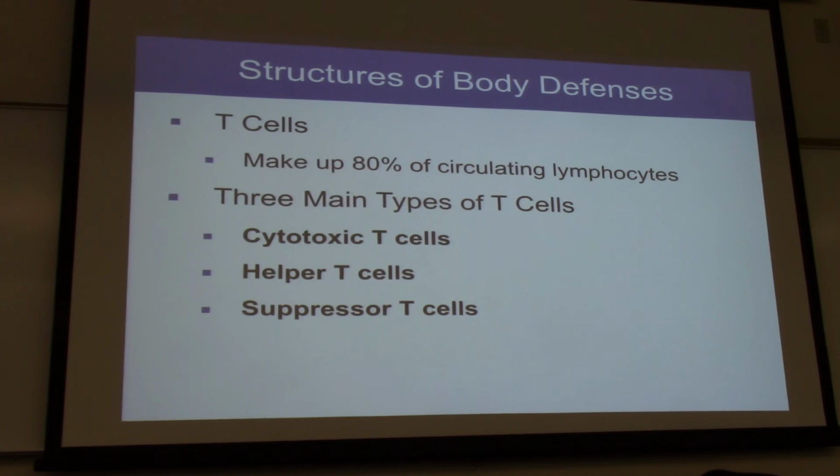All right. So the T cells are the big ones, the big deal. They're the AIDS ones that are so important there. They make up about 80% of your circulating lymphocytes. There's three kinds: cytotoxic, helper T cells, and suppressor T cells. Just know that there's those three types.